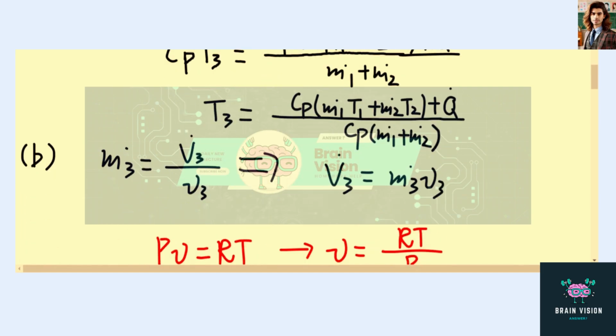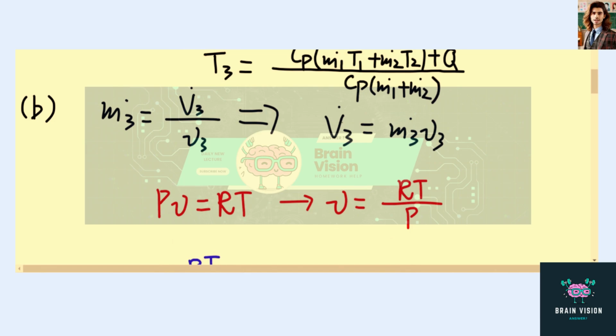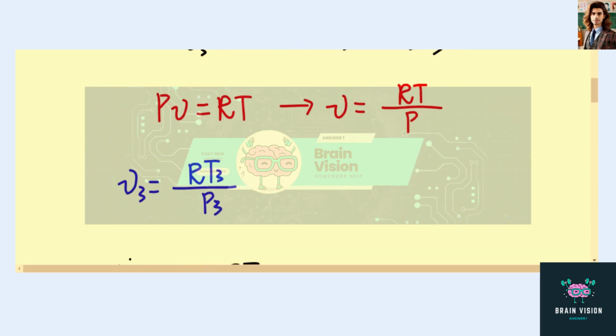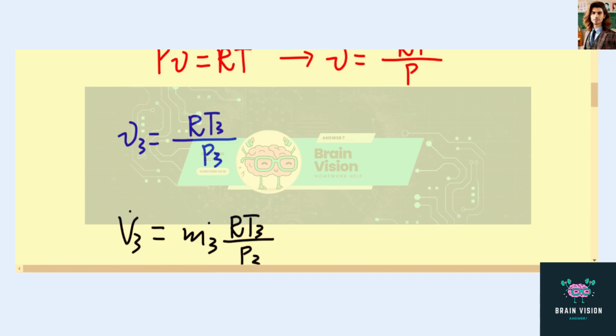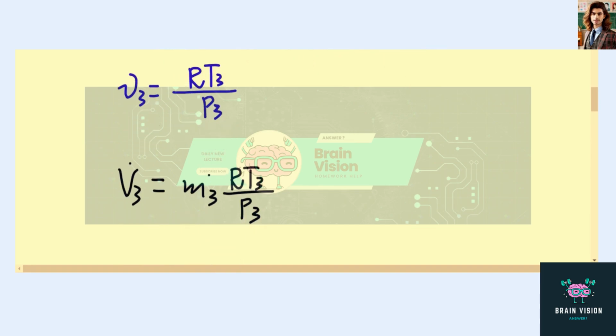For the next question, we know the mass flow rate for the mixture can be equal to the volume flow rate of the mixture divided by the specific volume for the mixture, capital V3 dot over lowercase v3. So V3 dot is equal to M3 times v3. According to the ideal gas law, Pv is equal to RT, where P is the pressure, v is the specific volume, R is the gas constant, and T is the temperature. So v is equal to RT over P, and v3 is equal to RT3 over P3. So the volume flow rate for the mixture is M3 dot times RT3 over P3.